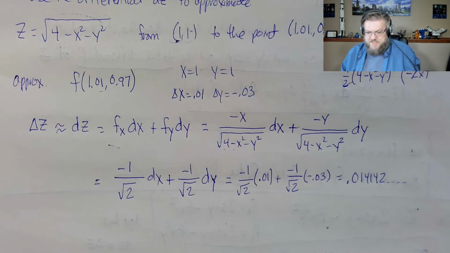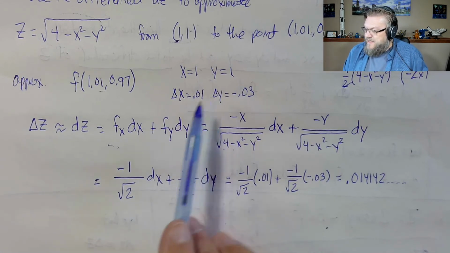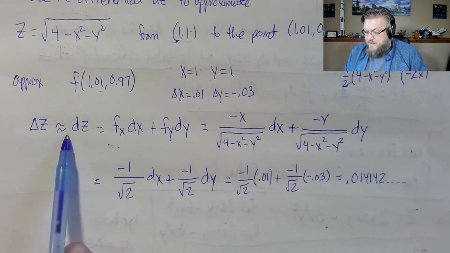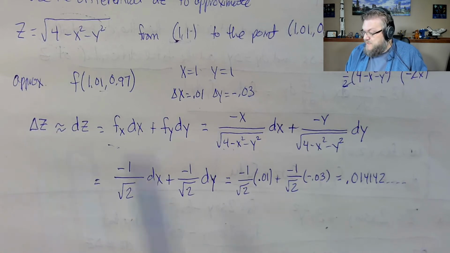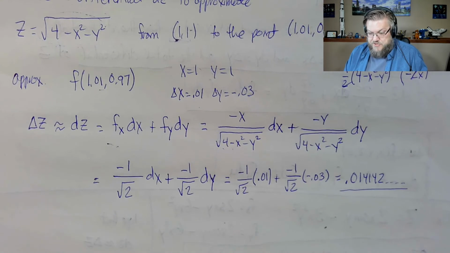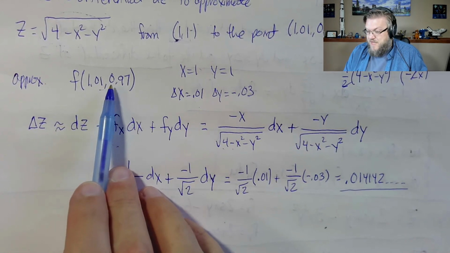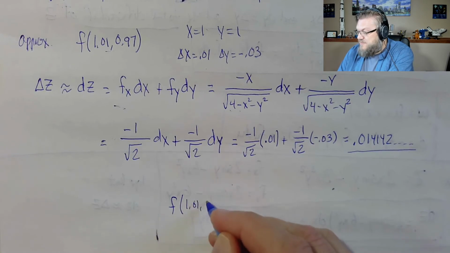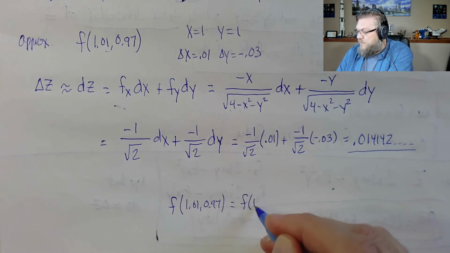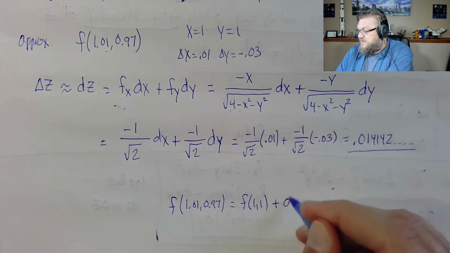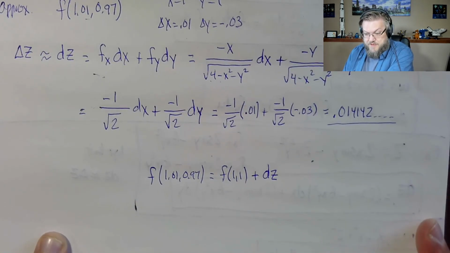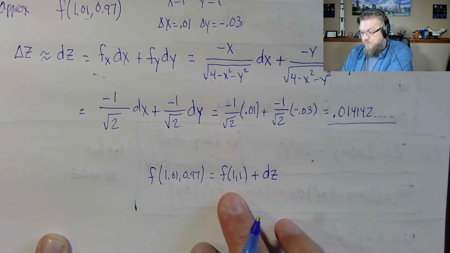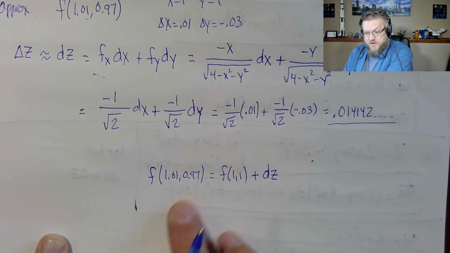Okay, so let's recap what I just did. If you bump x by this much, and if you bump y by that much, I'm approximating the actual change in z to be this much. Okay? So getting back to f at 1.01 comma 0.97, what would that value be? Well, f at 1.01 comma 0.97 is going to equal f at 1,1 plus the change in z, which I'm approximating with the differential of z. In other words, this is what it was, and this is the approximate change in that height. So I'm going to take what it was and add in the change to get the new height.